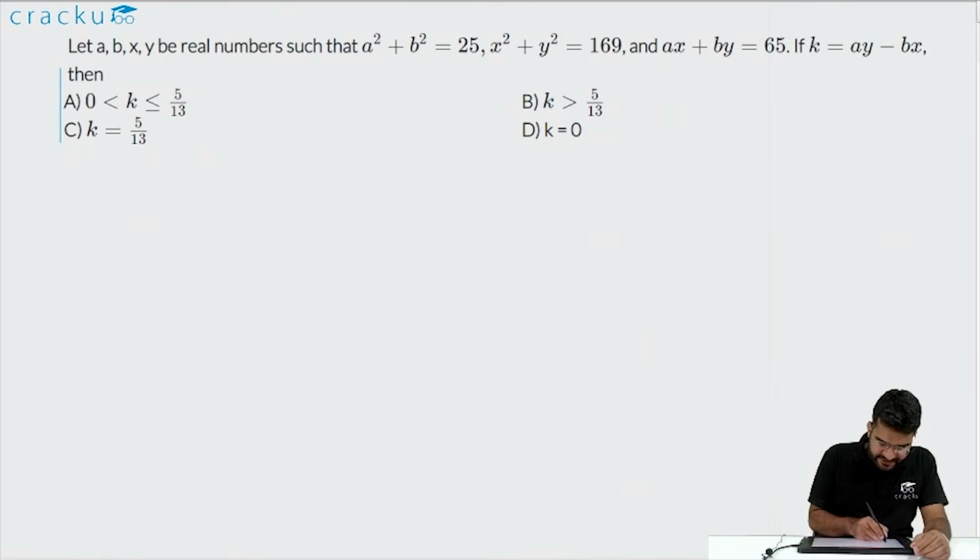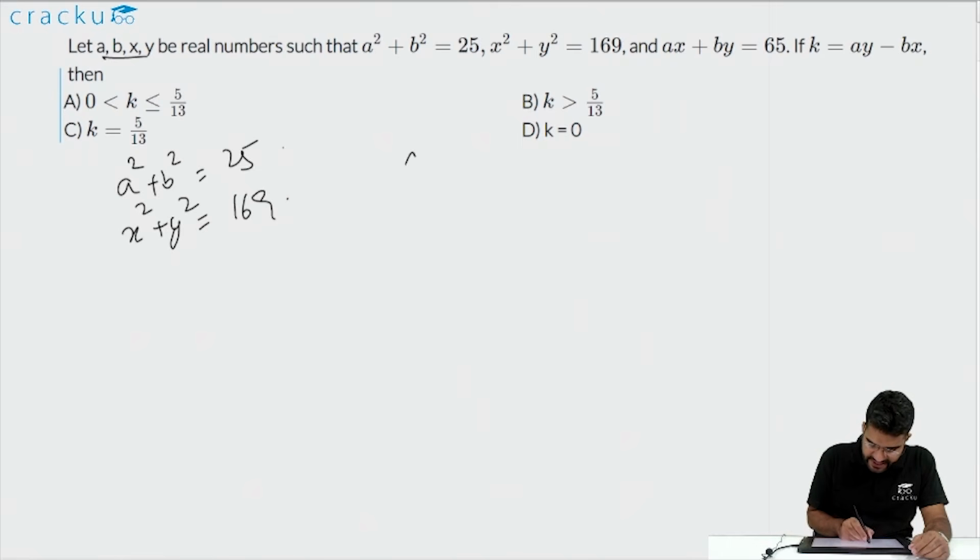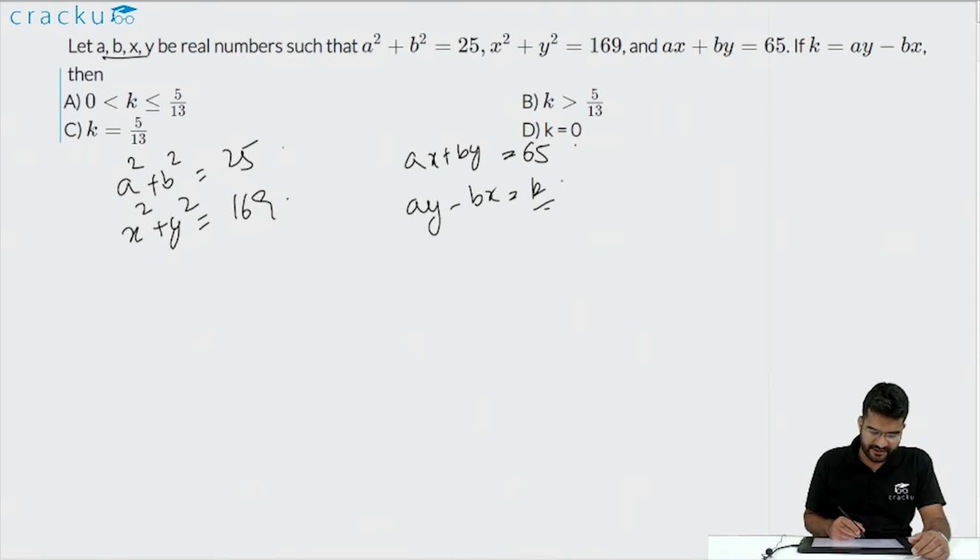In this question, it is given that there are four real numbers a, b, x and y, such that a square plus b square is equal to 25, x square plus y square is equal to 169, and you are given that ax plus by is equal to 65, and ay minus bx is equal to k, and you are required to find out the value of k. You are either required to find out the value of k or the interval to which k belongs if you are looking at the options.